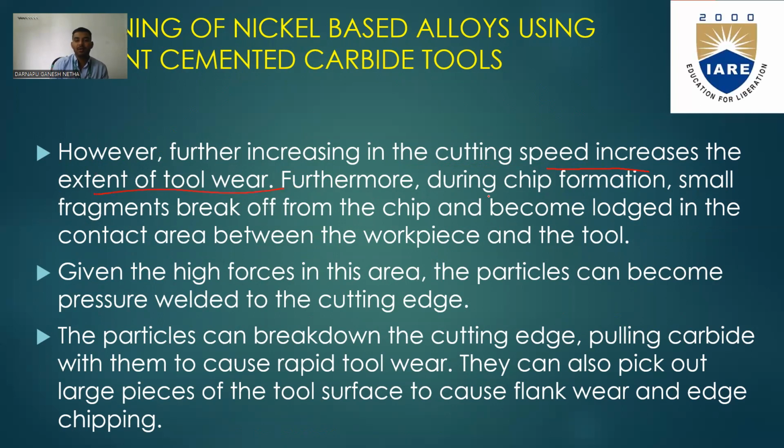Furthermore, during chip formation, small fragments break off the chip and become lodged in the contact area between the workpiece and tool. Given the high forces in the area, the particles can become pressure welded to the cutting edge. Particles can break down the cutting edges, pulling carbide out with some rapid tool wear. They can easily pick up large pieces of the tool surface, leading to flank wear and edge chipping.